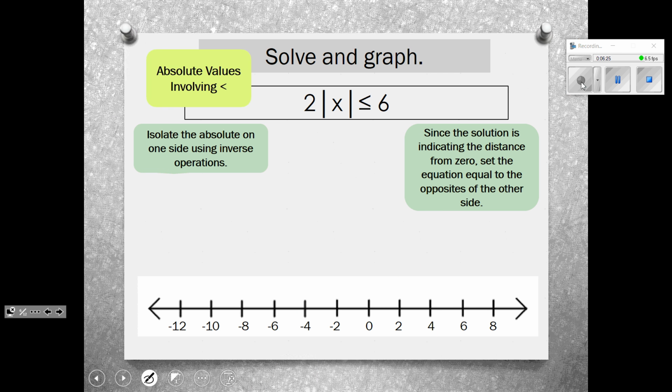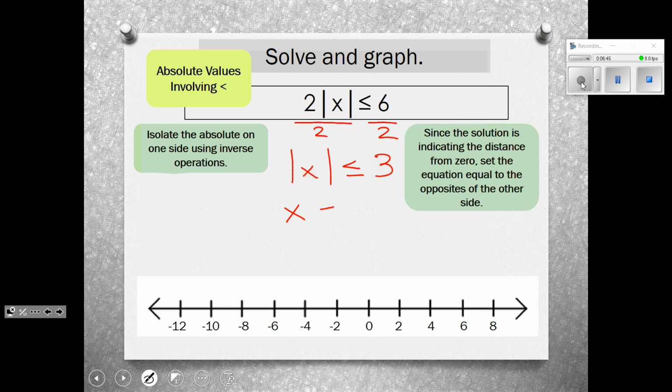Here's another example of a less than sign. The absolute value is not by itself. So the first thing we need to do is divide both sides by 2 so that we can get the absolute value by itself. Since this is a less than, we can write the two equations in one equation.